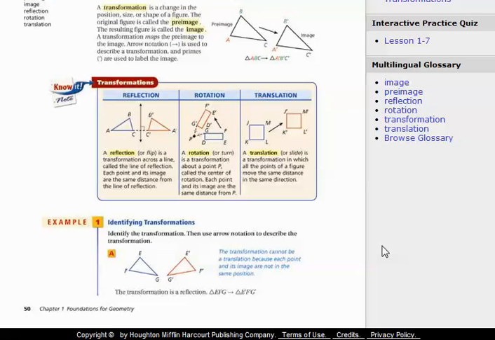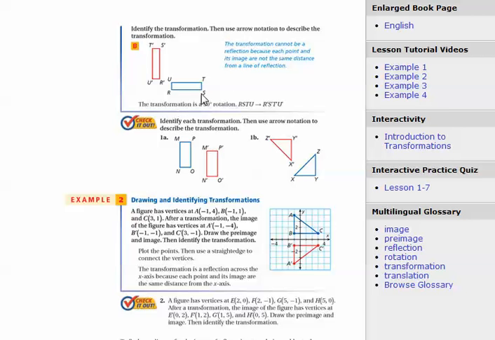Okay, so here are a couple of examples that we go through. Identifying the transformation. I'll go to the next page, and here's another example, where we identify each of those again. Another example here is trying to actually draw them out.